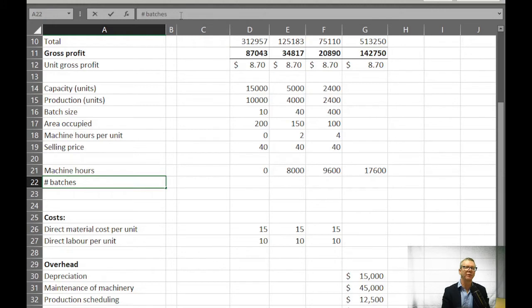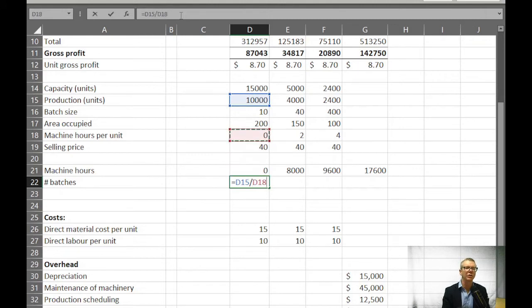The second thing that I wanted to calculate was the number of batches. So the number of batches is going to be a function of the production in units divided by the batch size. So again, I can copy that across. So I've got 1,106. And we know that the total of that is going to be 1106.